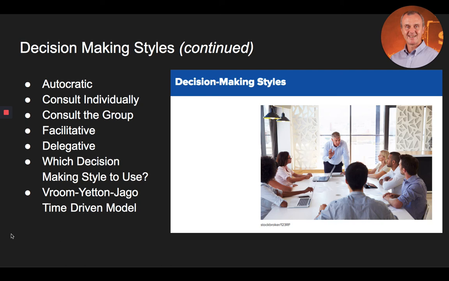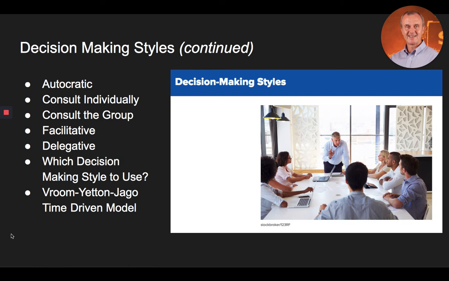First, is the outcome of the decision important to the manager's unit or organization? Secondly, is it important that subordinates are committed to or buy into the decision? Third, does the manager have expertise in relation to the problem? Fourth, will subordinates be committed to the decision if made by the manager?